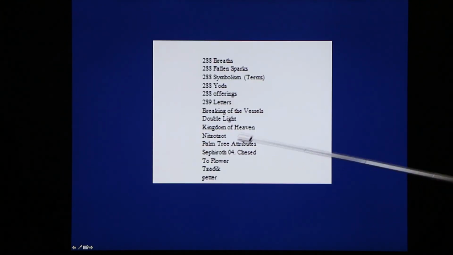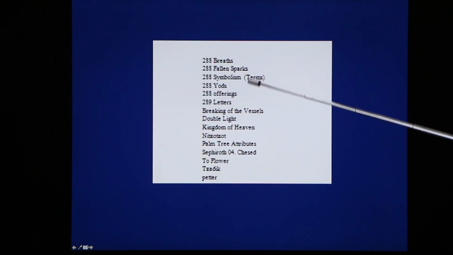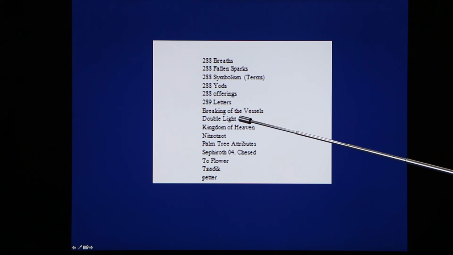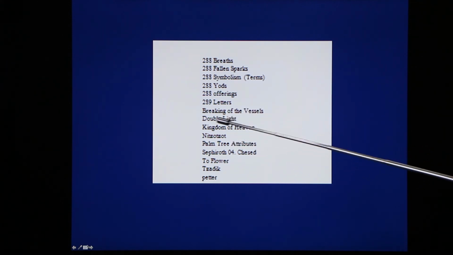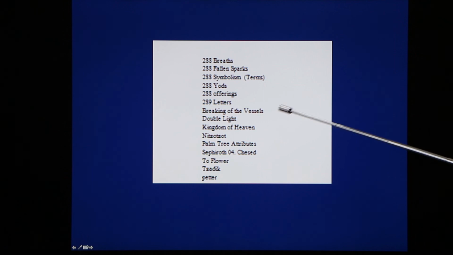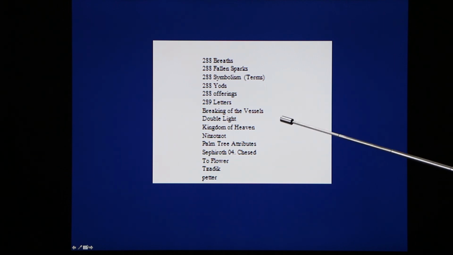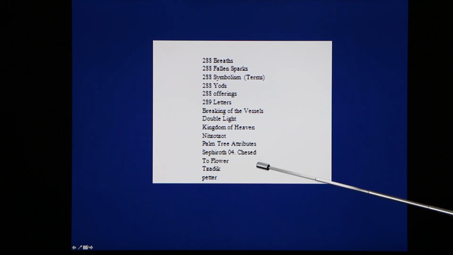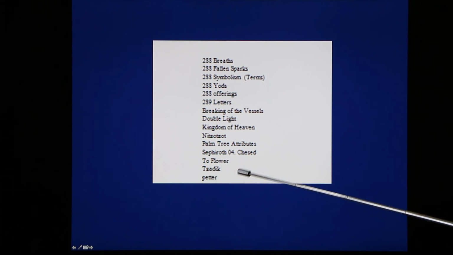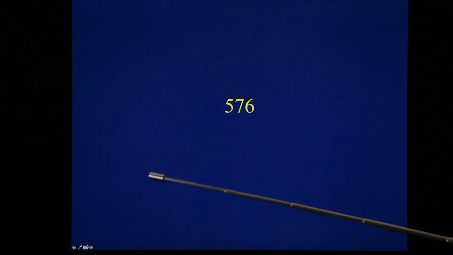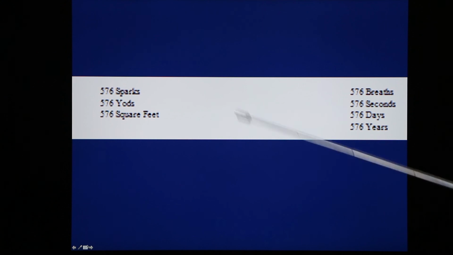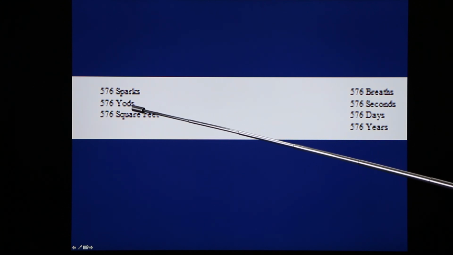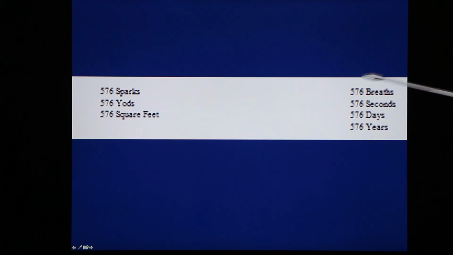288 gives me breaths, fallen sparks, yods, offerings, letters that were there, fallen sparks in the breaking of the vessels, the kingdom of heaven, the palm tree attributes, the tzaddik, and so on. And doubled that 288, and I got 576: sparks, yods, square feet, breaths, seconds, days, and years.